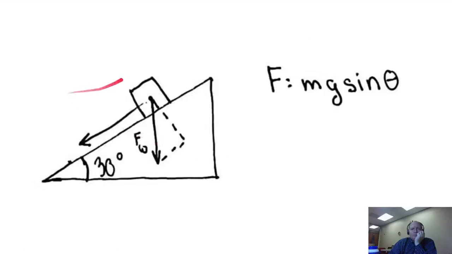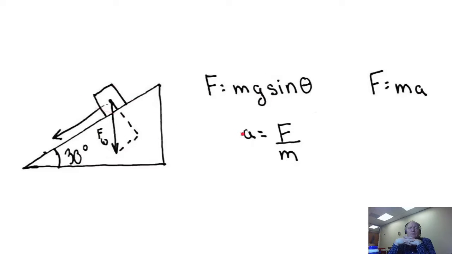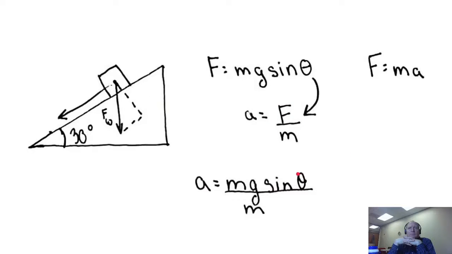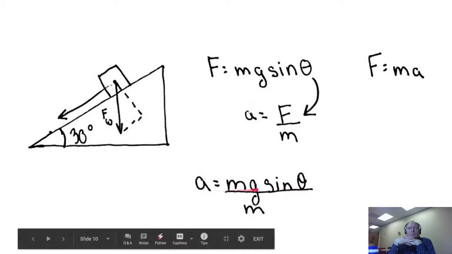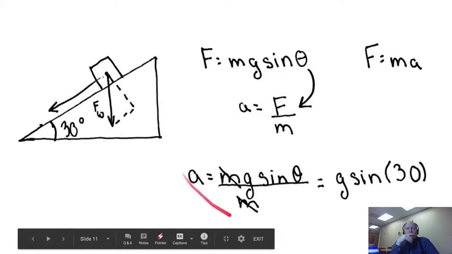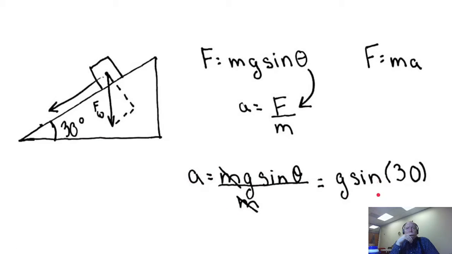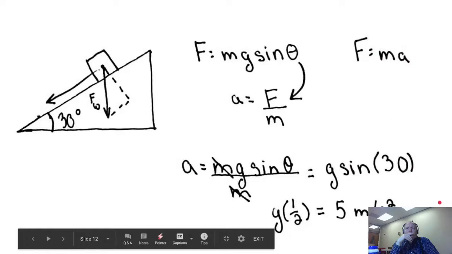So we know that our force that's driving it down is going to be mg sine theta because it's parallel to the surface. Okay? Now, we also know that force equals mass times acceleration, and we can isolate acceleration and just get it equals force over mass. And if we plug in this equation for our force into our acceleration formula, we get acceleration equals mg sine of theta over m. Now, the great thing about this is we have m in the denominator and m in the numerator, so we can just cancel those out. And we get our acceleration equals g sine of 30. Now, sine of 30 is 1/2, so we get g times 1/2, or 5 meters per second squared.